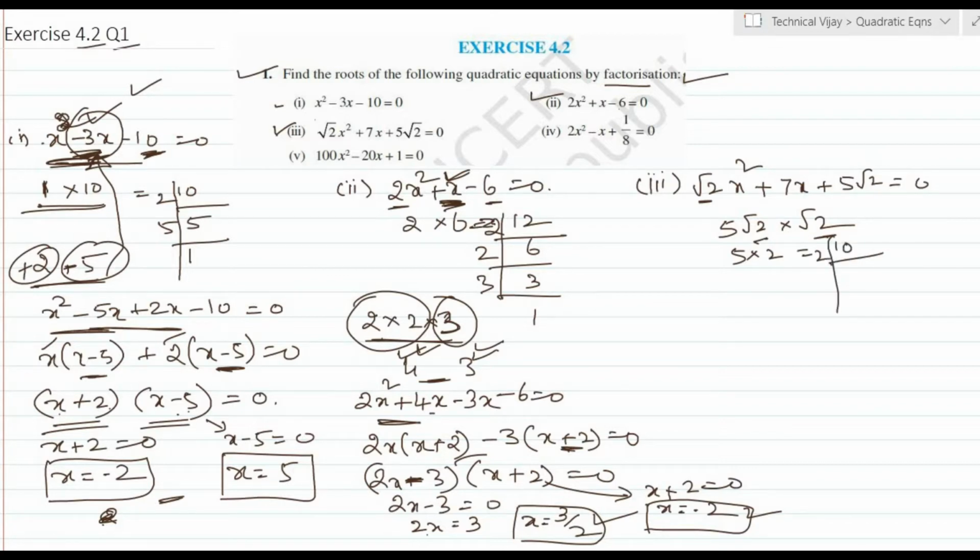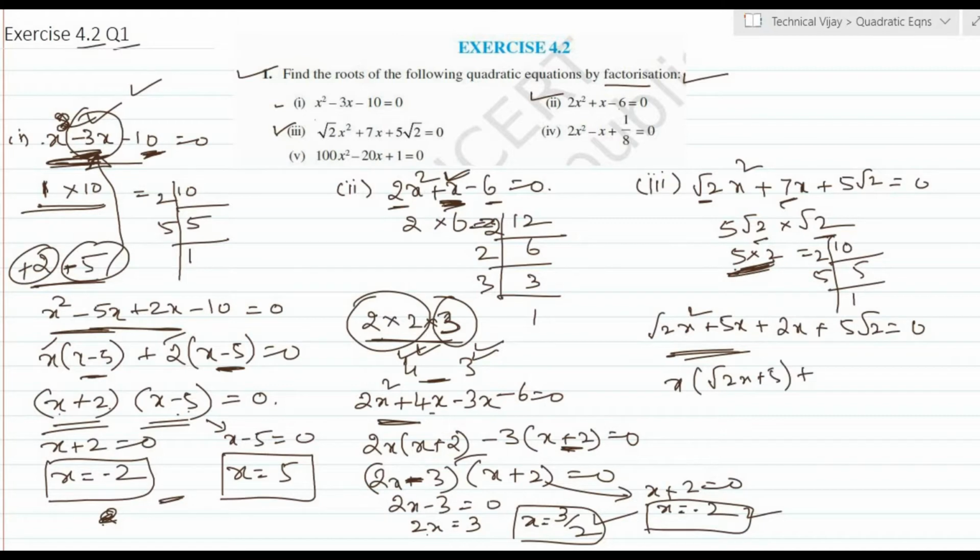The factors for this 10 will be 2 5s and 5 1s. So 2 and 5, we can add these two. 5 plus 2 equal to 7, this middle term. Okay, 5 and 2 we will use. So root 2 x square plus 5x plus 2x plus 5 root 2 equal to 0. So here in this we will take common, see here 5x is there and x square is there: x into root 2 x plus 5. So here, in this portion I will take root 2 as common, so that root 2 into root 2 will be 2 only. So 2x plus 5 equal to 0.